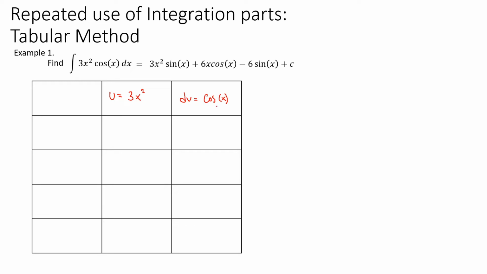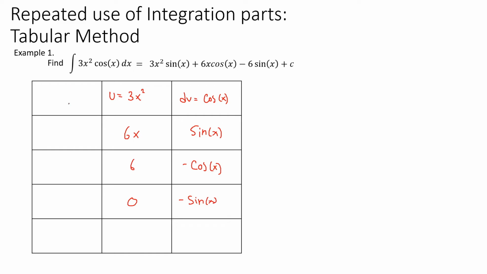When you're given u, you have to take the derivative. So we're going to take derivatives until you get to 0. Derivative of 3x squared is 6x. Derivative of 6x is 6. And derivative of 6 is 0. Now for dv, we're going to integrate it because we need to find v. Integral of cosine is sine. Integral of sine is negative cosine. And then negative sine will be the integral of negative cosine.